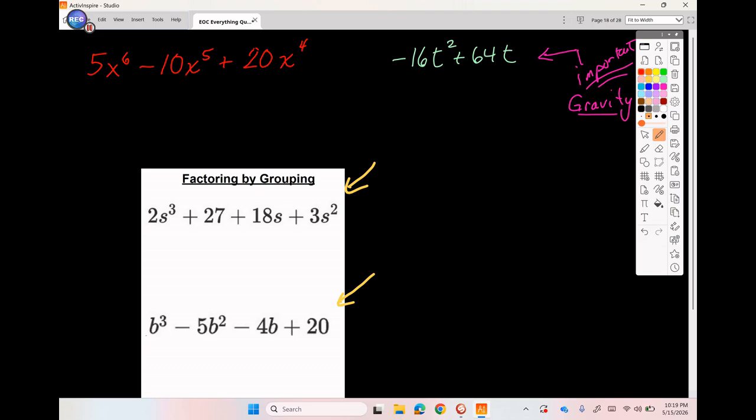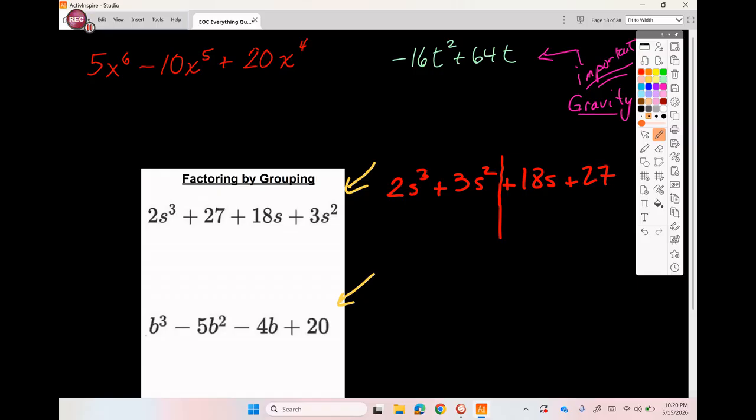So here, first you have to order it from biggest exponent to smallest. So 2s to the third plus 3s to the second plus 18s. The constant is always at the end. So plus 27 over here. So now, if you have 4 terms, right, you break it in half, include the sign with the 18 because that belongs to the 18.